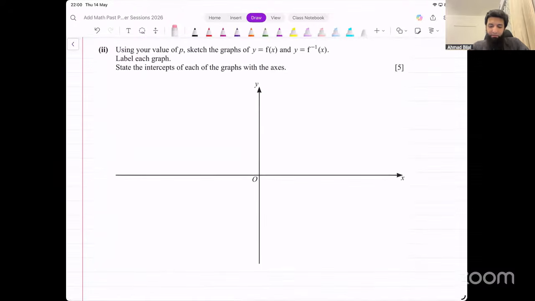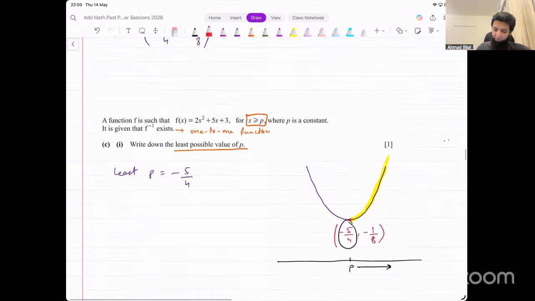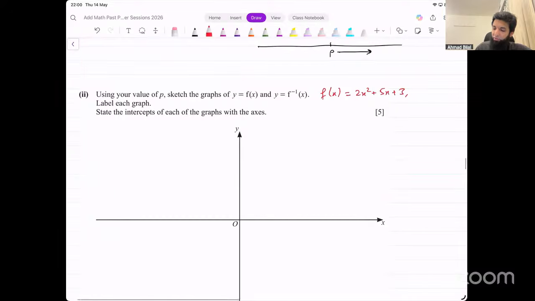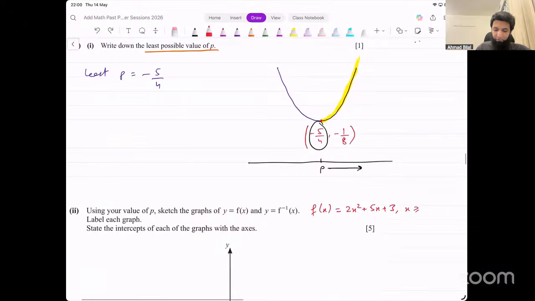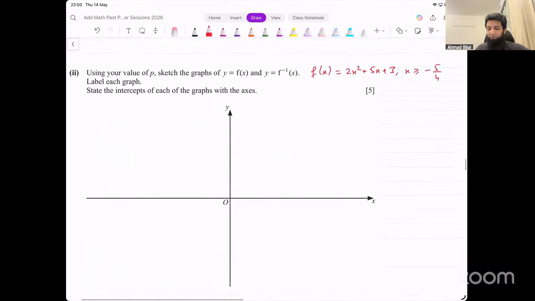Okay, using a value of p, sketch the graphs of these functions. f of x is equal to 2x squared plus 5x plus 3. The domain of the function, using this value of p, is x greater than or equal to negative 5 over 4. That's the domain of the function.